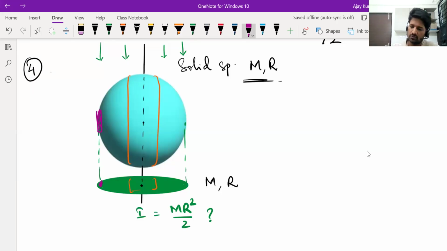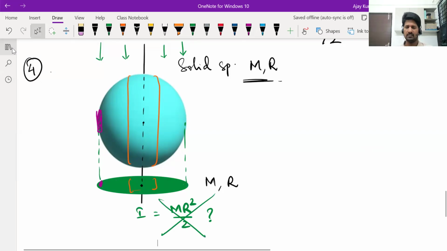Okay, so the solid sphere's moment of inertia cannot be derived this way. It's not mr square by 2. Okay, and we did the derivation yesterday. We got it as 2 by 5 mr square. That answer is correct only. Okay.